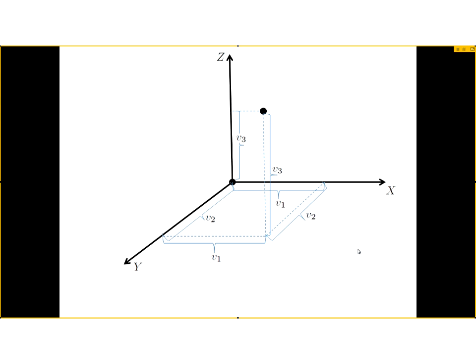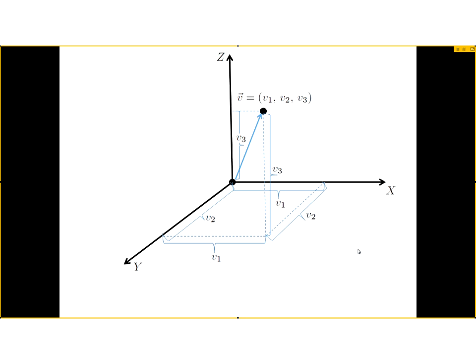Now, you can write it over here or here, both are the same thing. So this point has three components, v1, v2 and v3. It is a vector from 0 to v1, v2, v3. So this vector has three coordinates, v1, v2, v3, and it is called V.